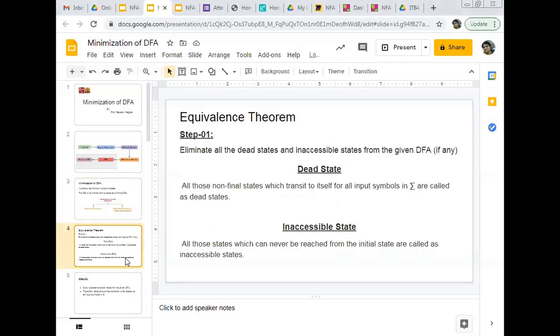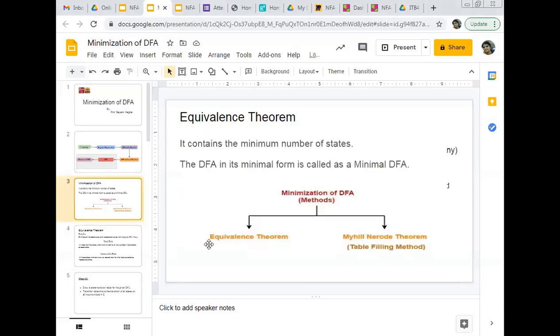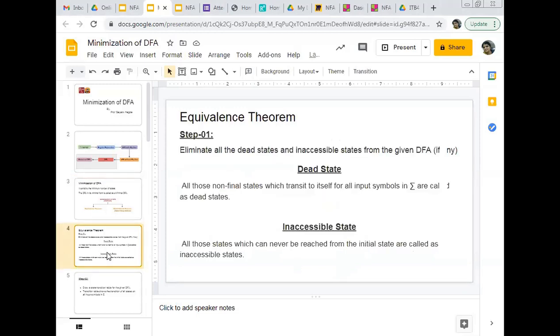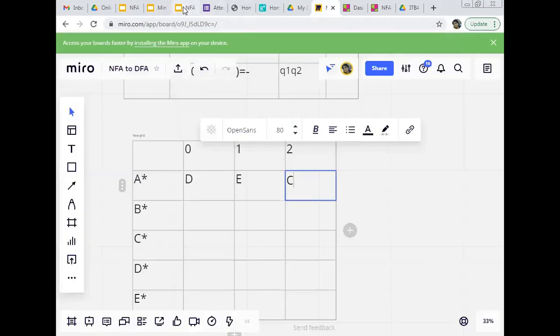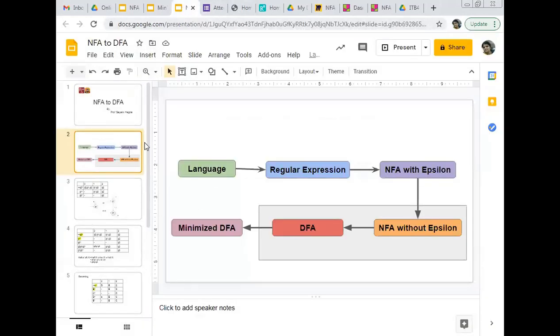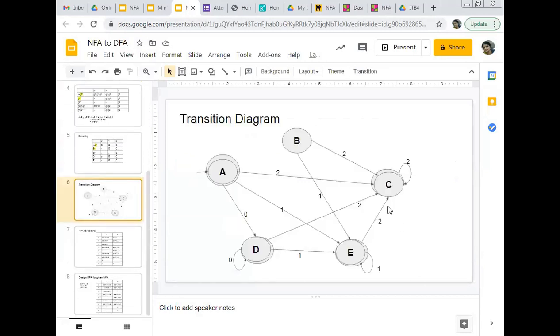Okay, first we'll see the equivalence theorem. So the first step is, before going to the equivalence theorem or Myhill-Nerode theorem, you have to eliminate the states. Okay, look into this diagram, this transition diagram, and check whether there are any states which are dead states or inaccessible states. There are different states which can be deleted before going to that theorem to minimize. Okay, so that we'll do first.